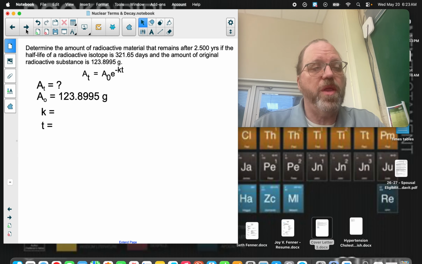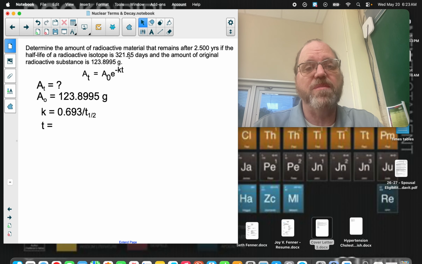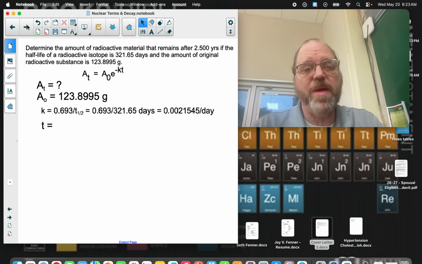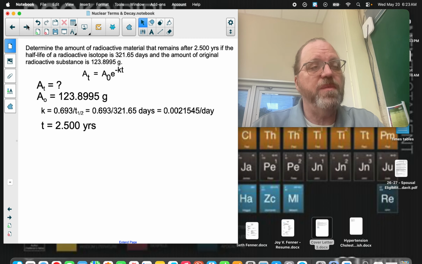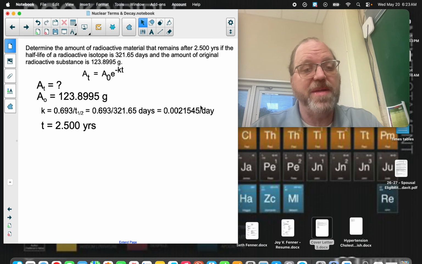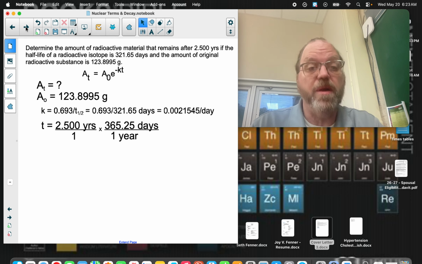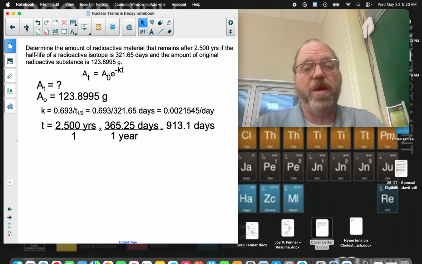AO is 123.8995 grams. K is 0.693 over T1/2. And from the problem, we see that T1/2 is 321.65 days. We multiply that through, we get 0.00215545 per day. And then the time is 2.500 years, but we need that in days. So 365.25, because of leap year, days is 1 year. Multiply through, we get 913.1 days.